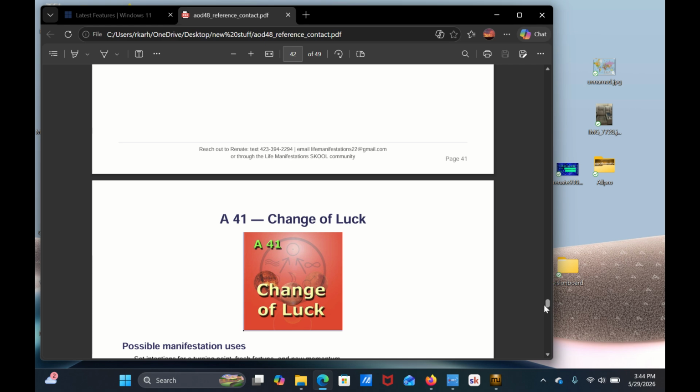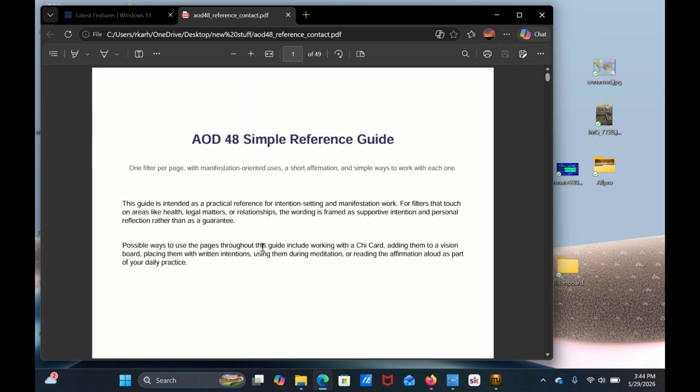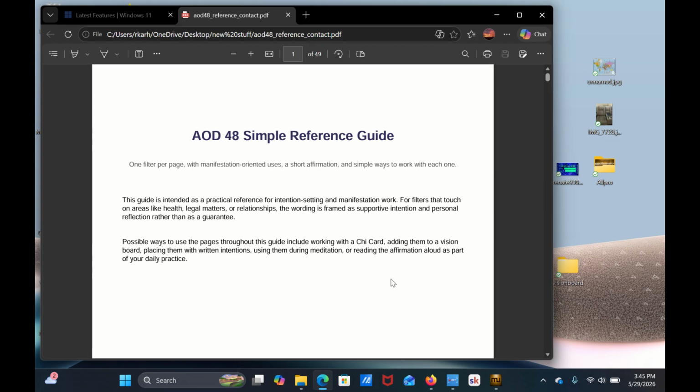So that's this document, which you can get in the Life Manifestation School community. This guide is intended as a practical reference for intention setting and manifestation work for filters that touch on areas like health, legal matters, or relationships. The wording is framed as supportive intention and personal reflection rather than as a guarantee. Possible ways to use the pages throughout this guide include working with a cheat card, adding them to a vision board, placing them with written intentions, using them during meditation, or reading the affirmation aloud as part of your daily practice.